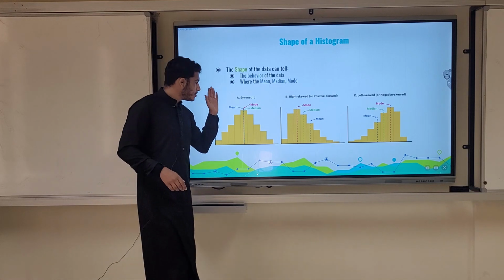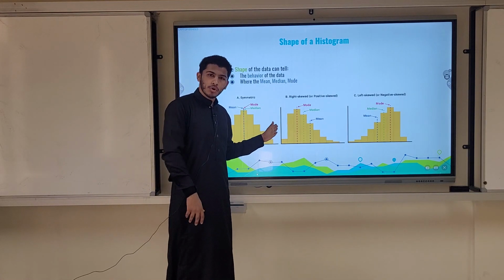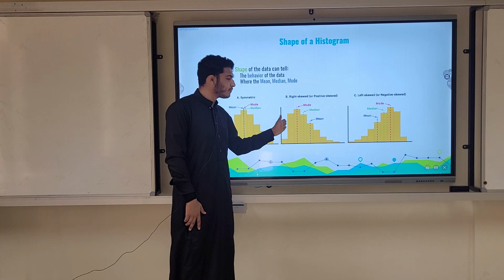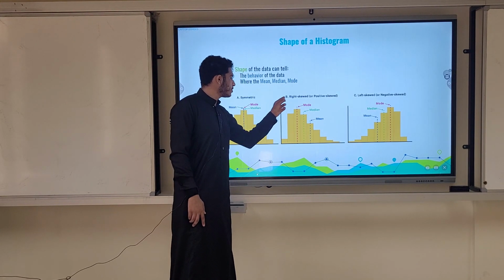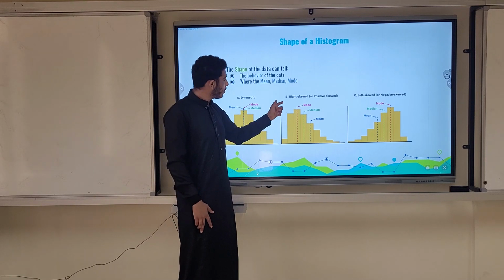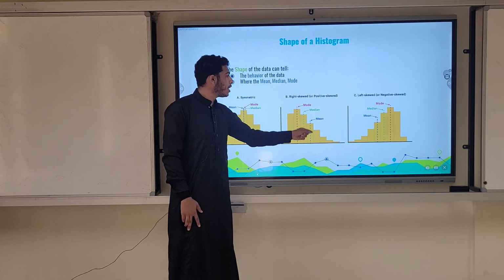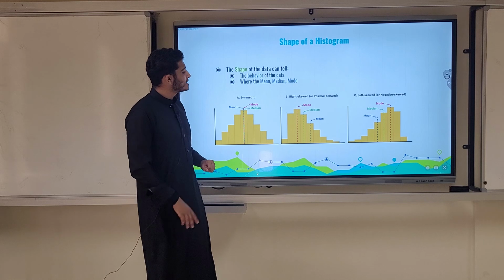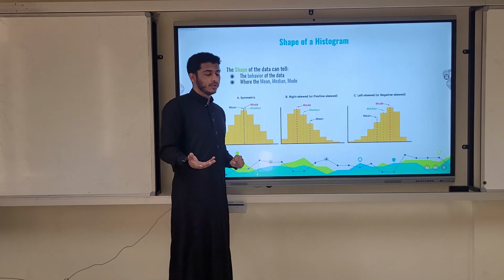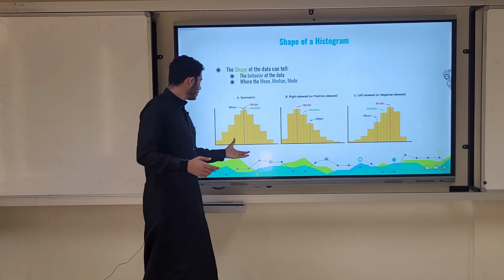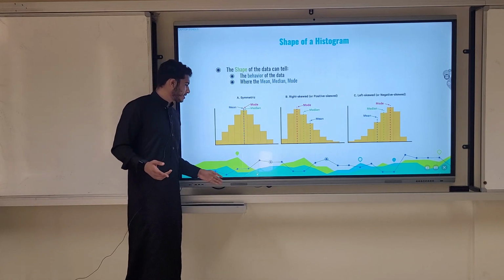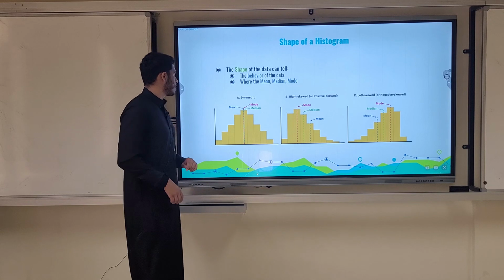The symmetric one has a majority of lower values and a majority of higher values in balance. The one that has more lower values, we call right skewed or positive skewed. And the one that has a majority of higher values is called left skewed or negative skewed, as it shows here in the names. And this one is self-explanatory, it's symmetric. The right side is equal to the left side.